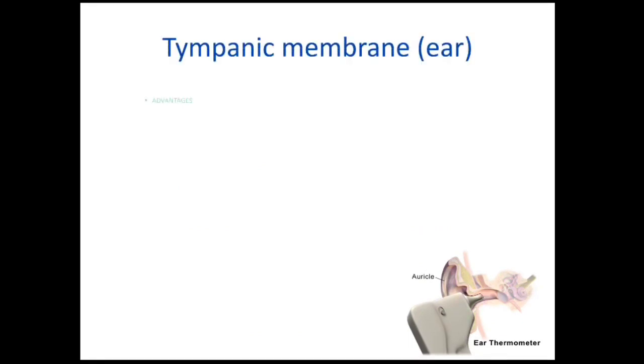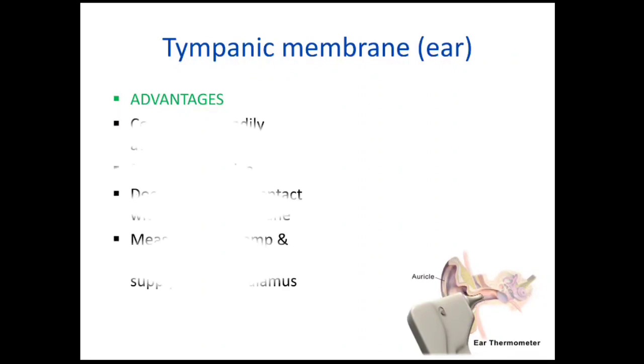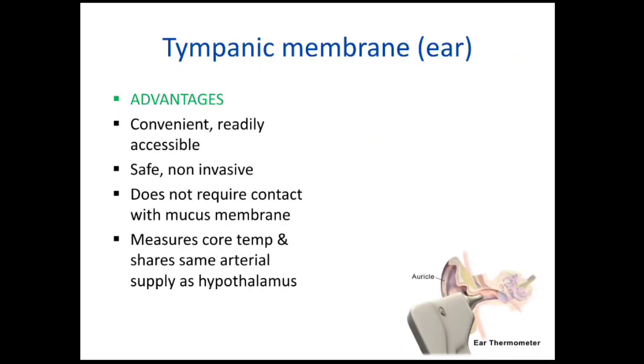Next is the tympanic membrane or ear. The thermometer is introduced into the ear. Advantages include that it is convenient and readily accessible. It is a safe and non-invasive method. It does not require contact with the mucous membrane. And it can measure the core body temperature and shares the same arterial supply as the hypothalamus.